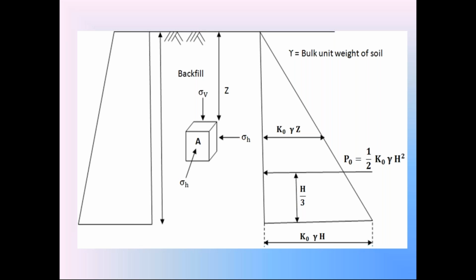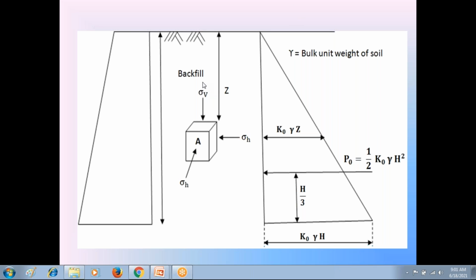Now coming to this diagram, please check this diagram. I am going to explain the magnitude of the stress sigma v. Take this backfill to be in moist condition, that is, partially saturated condition. Let gamma be the bulk unit weight of this backfill soil. We consider this soil element at a depth z from the top of the backfill.